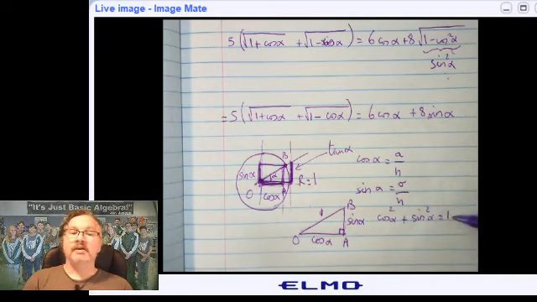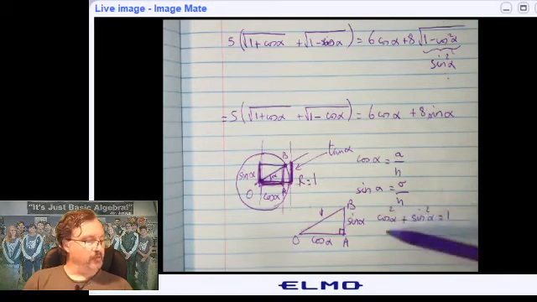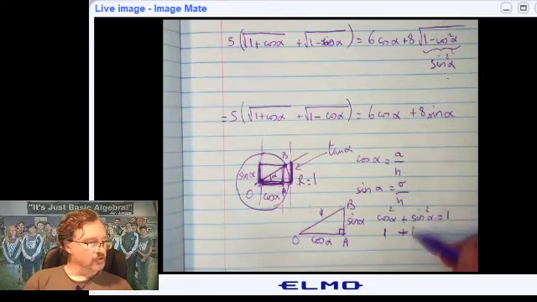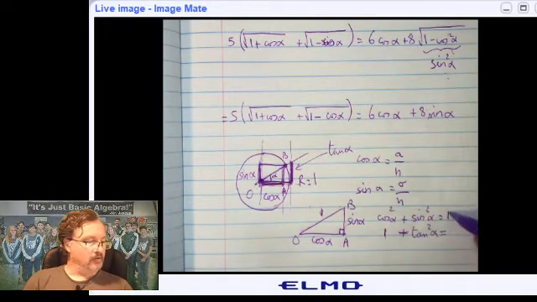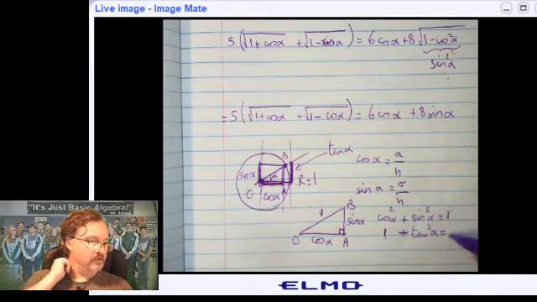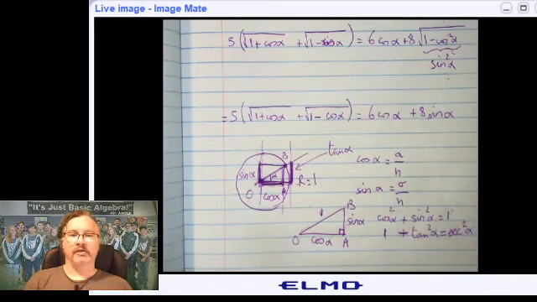Pretend that you divide everything here by cosine squared alpha. Cosine squared alpha divided by cosine squared alpha will be 1. Sine squared alpha divided by cosine squared alpha will be tangent squared alpha. And cosine squared alpha, once 1 is divided by it, gives us secant squared alpha. So that gives us another Pythagorean identity.